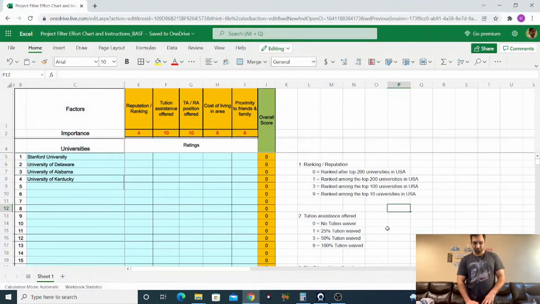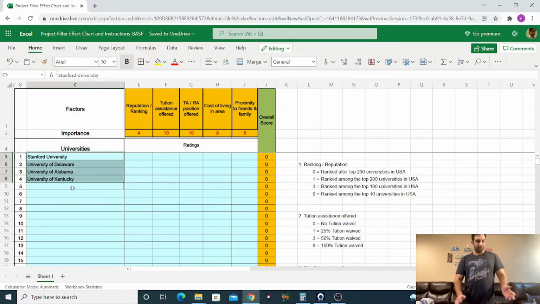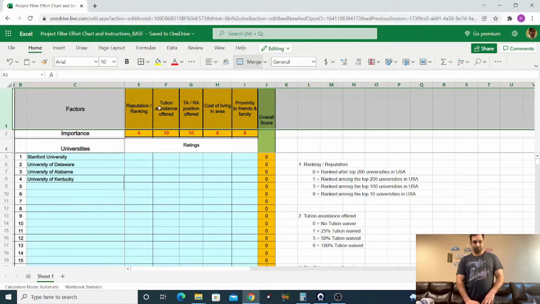All right, so I'm going to go to this spreadsheet here, and let me explain this a little bit so you can follow along. In this spreadsheet, I have listed a couple of universities as an example. Let's assume that I was offered admission at all of these universities. And then in the first row here, I have listed a couple of factors that are important for me to consider when making my decision on which university to attend.